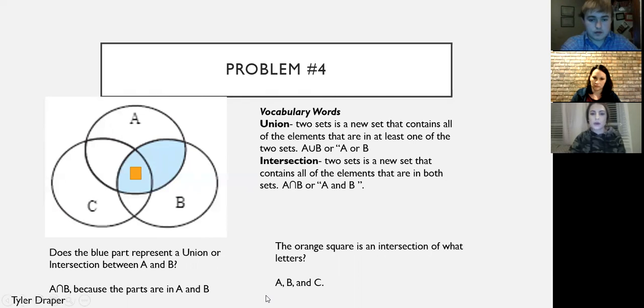The orange square is an intersection of what letters? All right, so the orange square we have here, we know that it's an intersection because it's in between all three of the circles on here. And if we take a look at it, we see that on this Venn diagram, which has 3 circles, it intersects all 3 points. So we have circle A, circle B, and circle C. It shares an intersection of all 3.